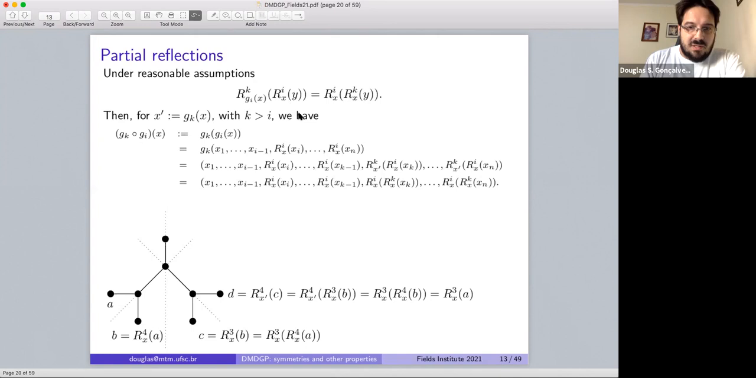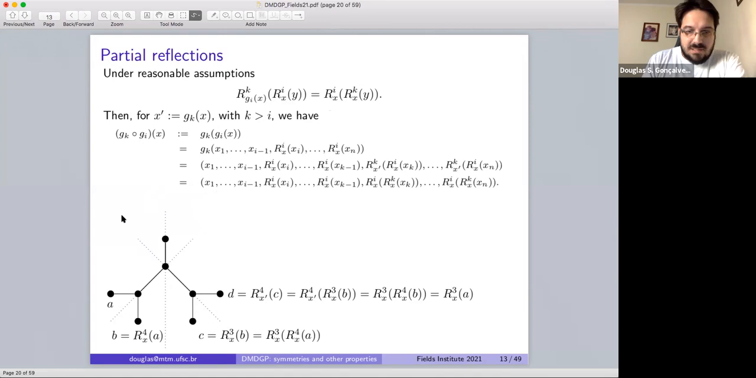If you compose two partial reflections, you will see that some of the reflectors will depend on the realization X, and some of the reflectors will depend on the realization X prime, which I call G_k of X. And then you think, oh, so in order to obtain this result, we have to backtrack on the tree and obtain the other realization. But then, thanks to this identity, you can show that this composition, in fact, depends only on the realization X. It's the last equality that we have here.